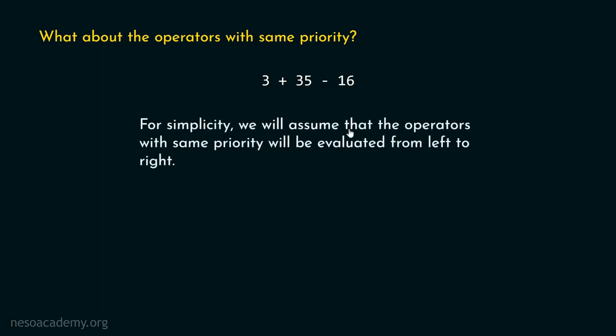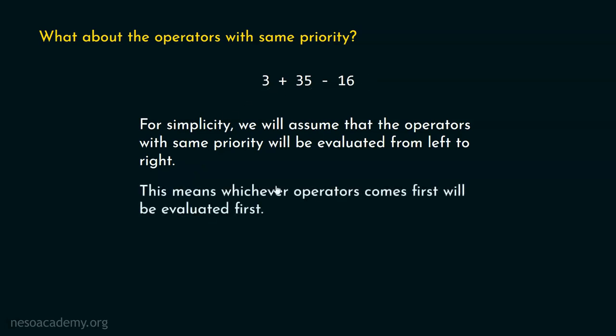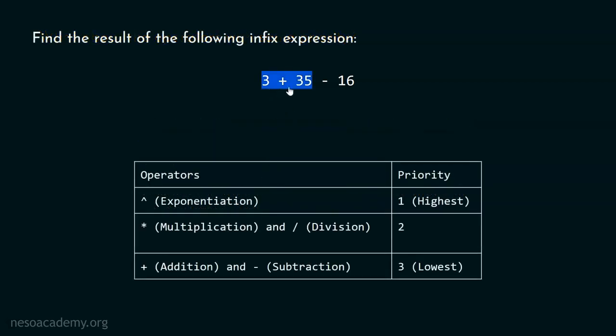For simplicity, we will assume that the operators with the same priority will be evaluated from left to right. That means we'll go from left to right. This means whichever operator comes first will be evaluated first. Simple. Here in this case, of course, 3 plus 35 will be evaluated first. This gives 38. And 38 minus 16 is 22. So this is the final result so obtained, right? Now I hope it is clear to you how to find the result of the infix expression, right?